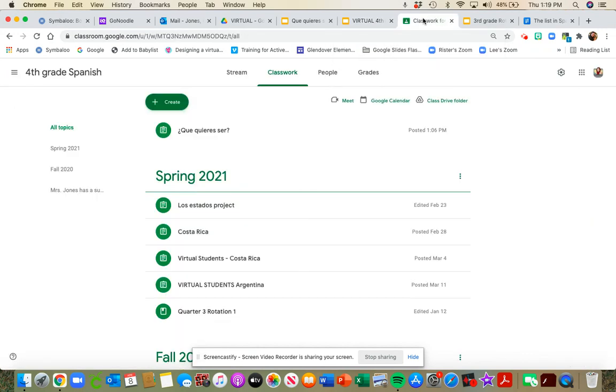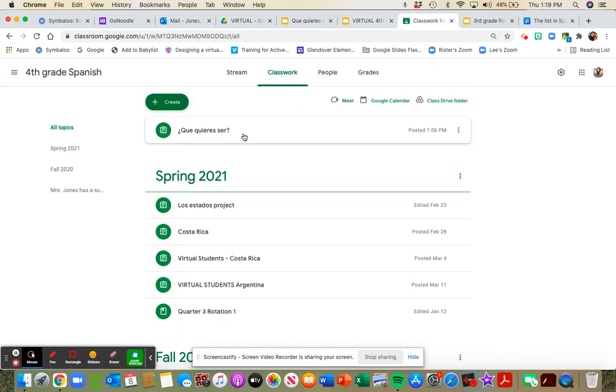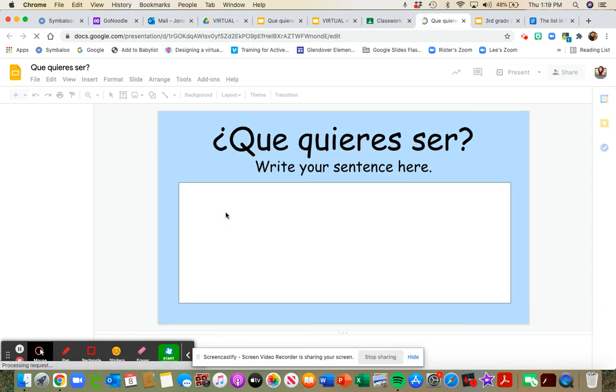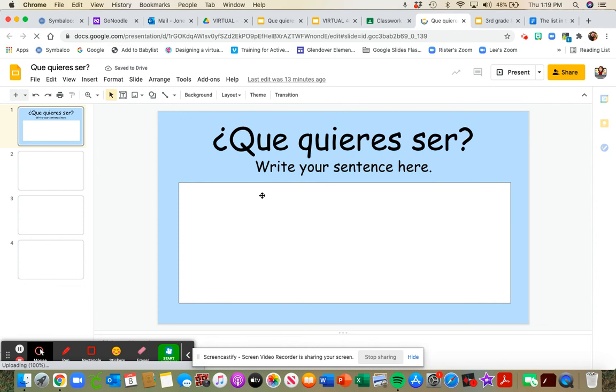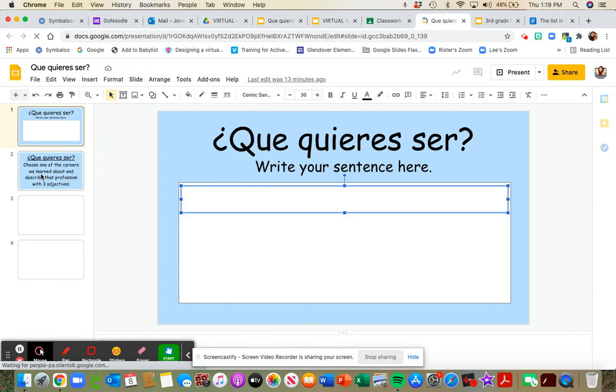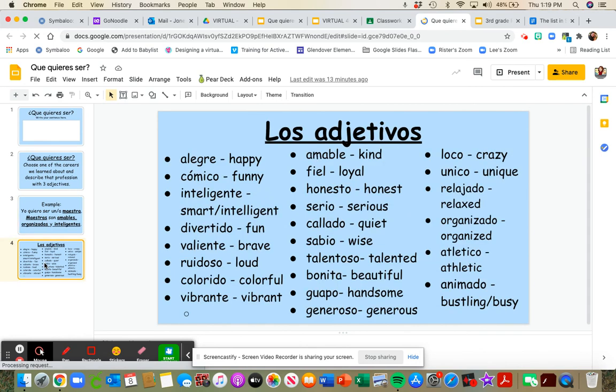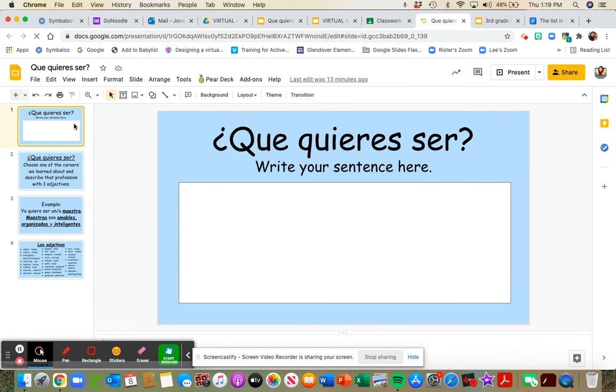Now, when you go to my Google Classroom, you will go to the classwork tab, and your activity is right here, ¿Qué quieres ser? You click on the Google Slides. It should have your name in the front of it because you're getting your own copy. It will open up to the slide that you need to write on, but it will also have the instructions, the example, and the adjetivos list. So if you need any of these, they will be there for you. So go ahead and go complete your sentence, and then you are done for the day.